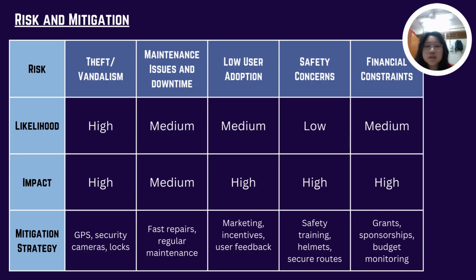Now let's delve into the risk management aspect of our project. Effective risk management is crucial to ensure the success and sustainability of the e-bike system. First, we'll identify the potential risks and develop strategies to mitigate them. Here are 5 key risks we have identified.